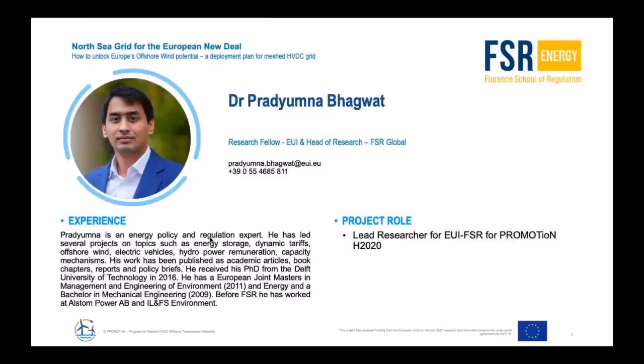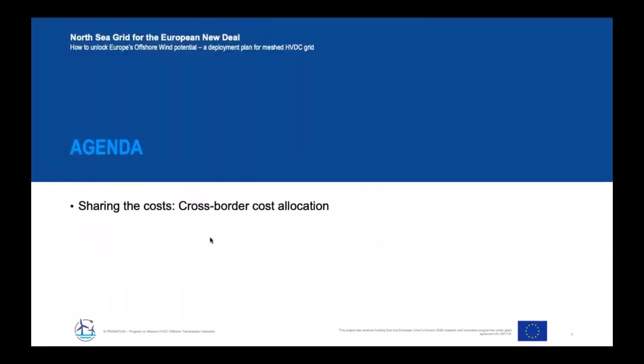As part of Work Package 7, Task 7.2, FSR has been leading the research on the economic frameworks for meshed offshore grids. As part of this study, several economic challenges were analyzed within 3 pillars, namely planning, investment, and operations. In today's presentation, we are going to focus on sharing of costs between different stakeholders while building these transnational meshed grids. More specifically, we will discuss different aspects of the cross-border cost allocation issue.